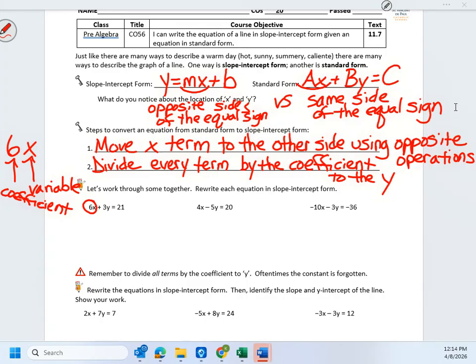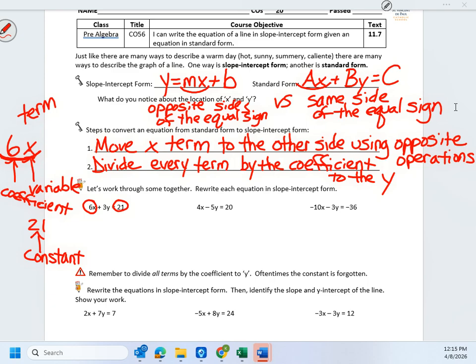When we have a number all by itself, so that 21, if that number is all by itself, we call it the constant. If there's no variable connected to it, it's the constant. When we have a coefficient and a variable, we call that the term. So when it says the x term, it's the number and the variable. Those vocab words make sense?